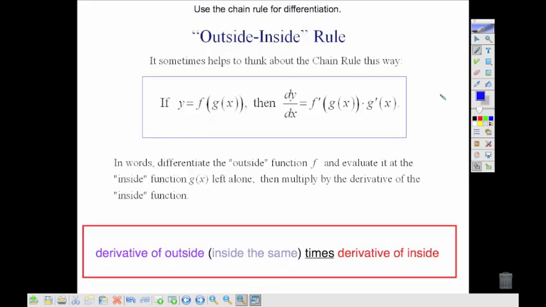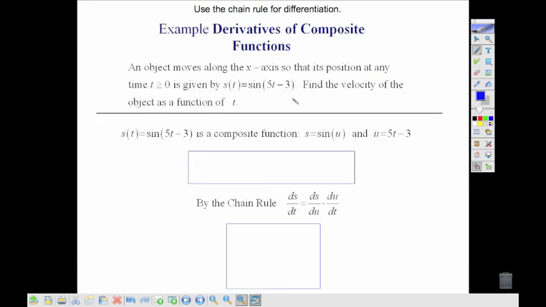Now, an easier way to think about this is the outside-inside rule. Just say to yourself, as you're doing it, we're taking the derivative of the outside, so we're identifying what our function is that's on the outside and the derivative that's on the inside. So we take the derivative of that outside function, keep the inside the same, and then multiply everything by the derivative of the inside. Okay, so let's work this out with an example.